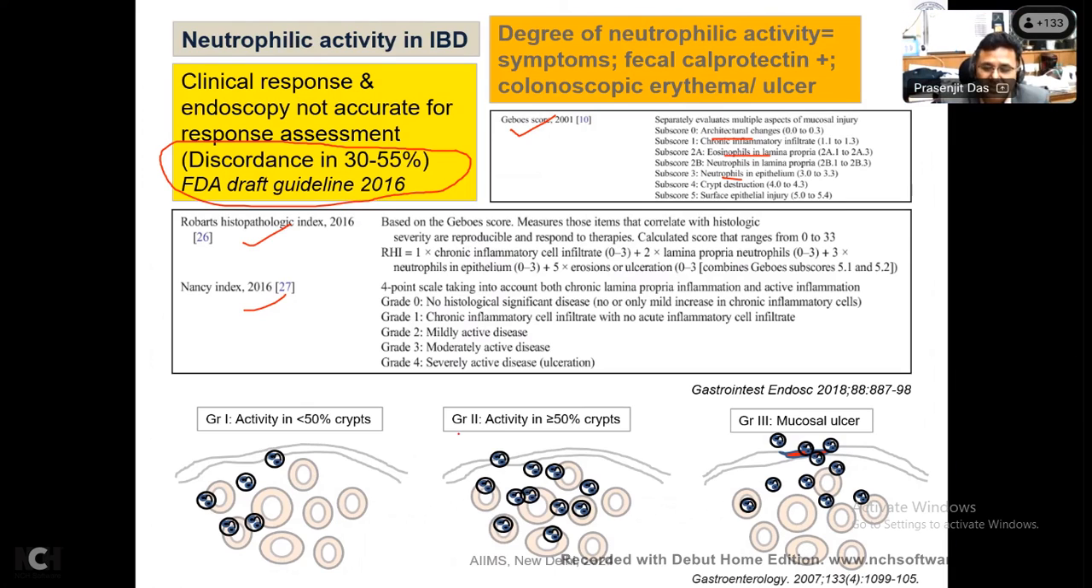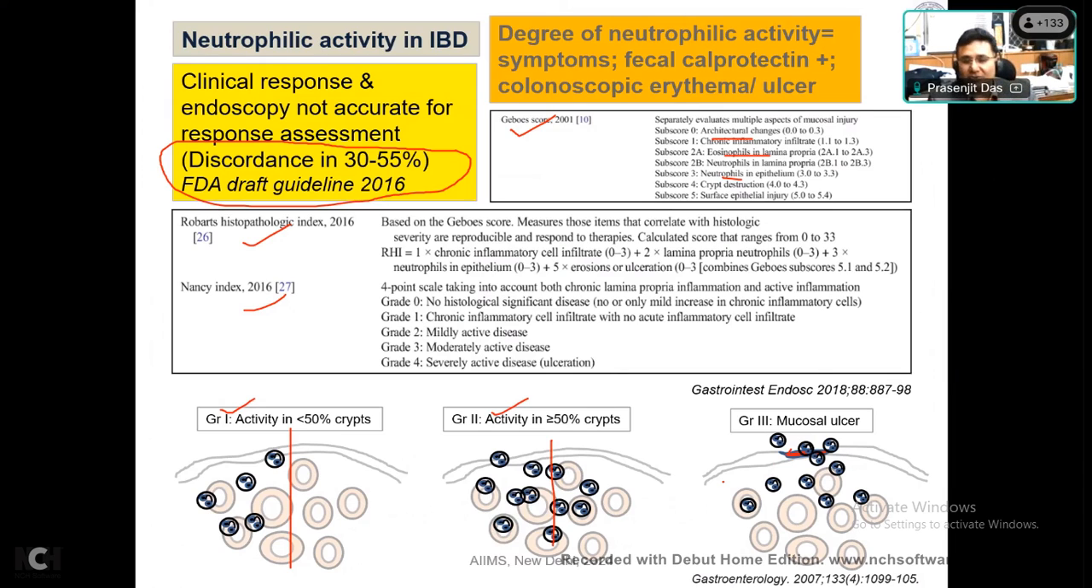So it is most important clinically how much active disease is. That means neutrophilic activity. And what we see, how many biopsy fragments and how many crypts we are seeing in that biopsy, in that slide. And we see if neutrophilic activity is involving less than 50% of the crypt area, or it is more than 50% of the crypt area. Then we say it is grade 1 or grade 2. And irrespective of the distribution, if you see either erosion or ulceration, that will be grade 3 activity.